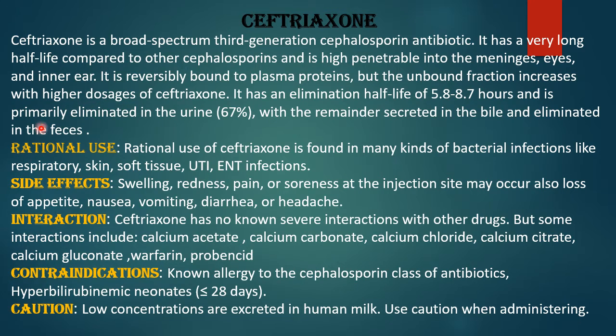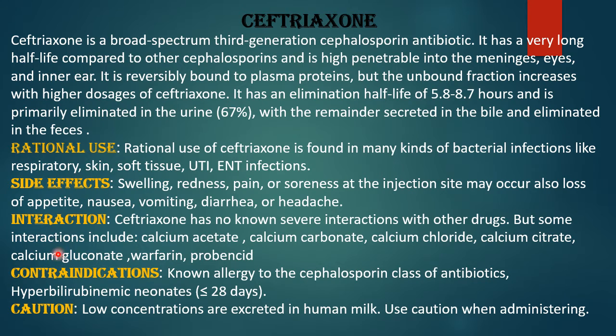Okay, so what is the rational use? Rational use of ceftriaxone is found in many kinds of bacterial infections like respiratory, skin, UTI, ENT infection, and other bacterial infections like pelvic infections, gonorrhea, bacterial septicemia, etc. What are the possible side effects? Swelling, redness, pain, or soreness at the injection site may occur. Also, loss of appetite, nausea, vomiting, diarrhea, or headache.